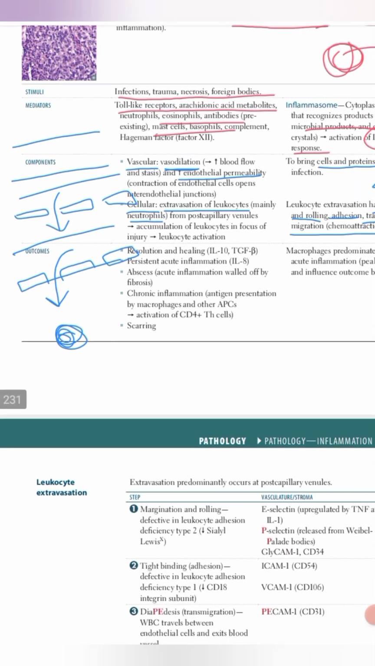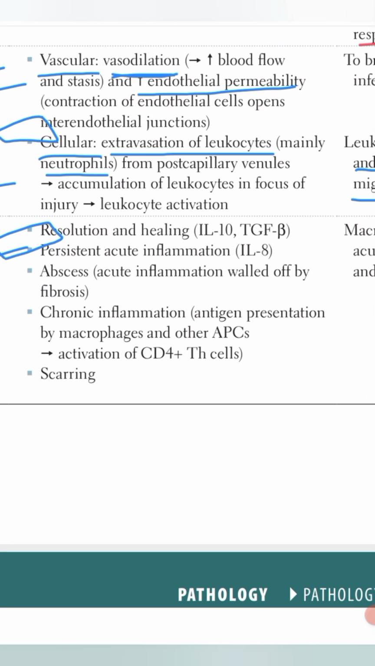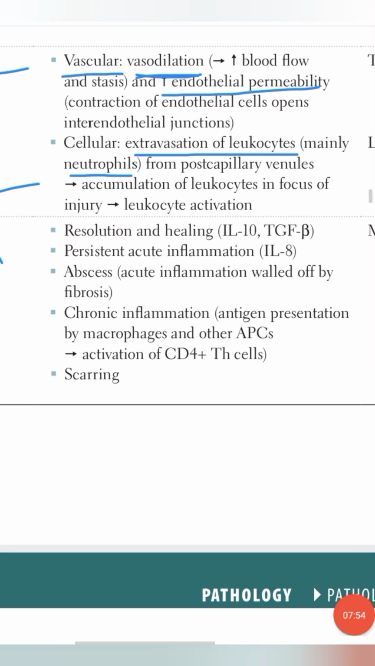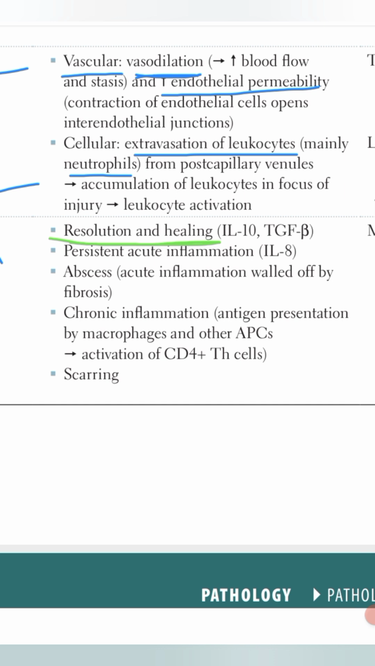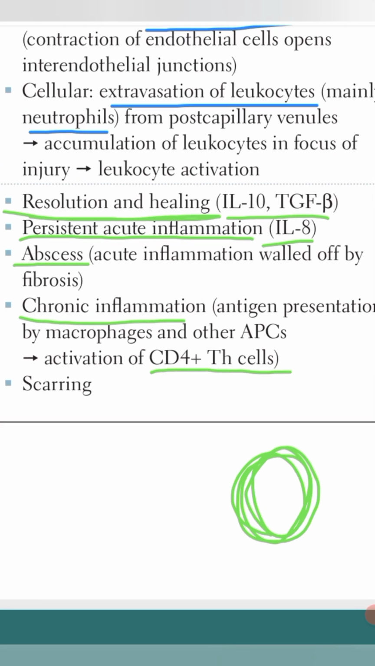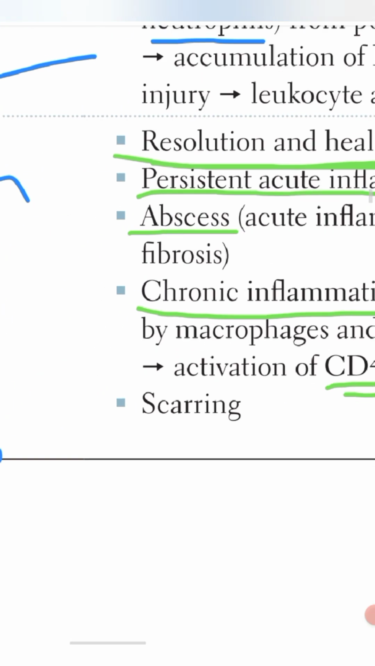If we see the outcomes of acute inflammation, what can happen in cases of acute inflammation? Either there will be complete resolution and healing via interleukin 10 and transforming growth factor beta, or there can be persistent acute inflammation with the help of interleukin 8, or there can be abscess formation, which is acute inflammation walled off by fibrosis, or it can proceed to chronic inflammation, which includes antigen presentation by macrophages and other antigen presenting cells. It will cause the activation of CD4 plus T helper cells, and the last one is that it will lead to scarring.